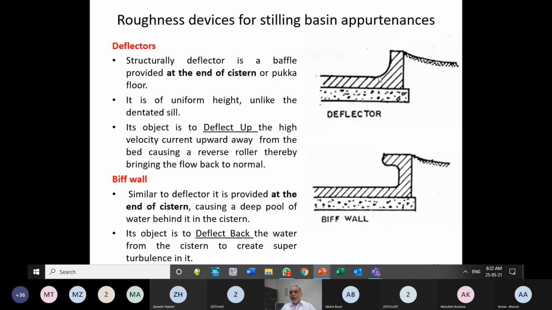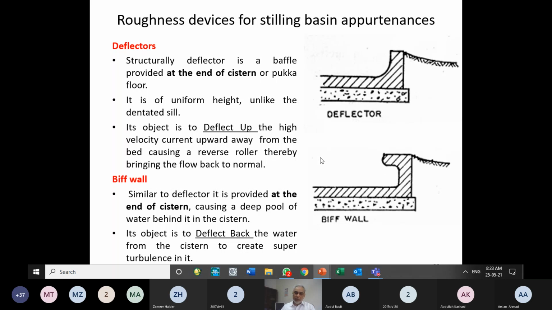So it will deflect the water in air through a 90-degree bend, while this will make the water swirl over here, or this will make the water go back into the cistern, and this will cause more turbulence as compared to the turbulence created by this deflector. So that is the difference. This baffle fall will cause enhanced turbulence, or they are calling it super turbulence, and more energy will be dissipated.